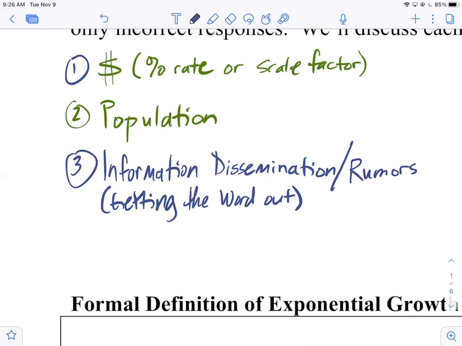So we got dollars, population, information. Is that it? Those are all growing. Can you think of anything that might be getting smaller? What else? What's that?